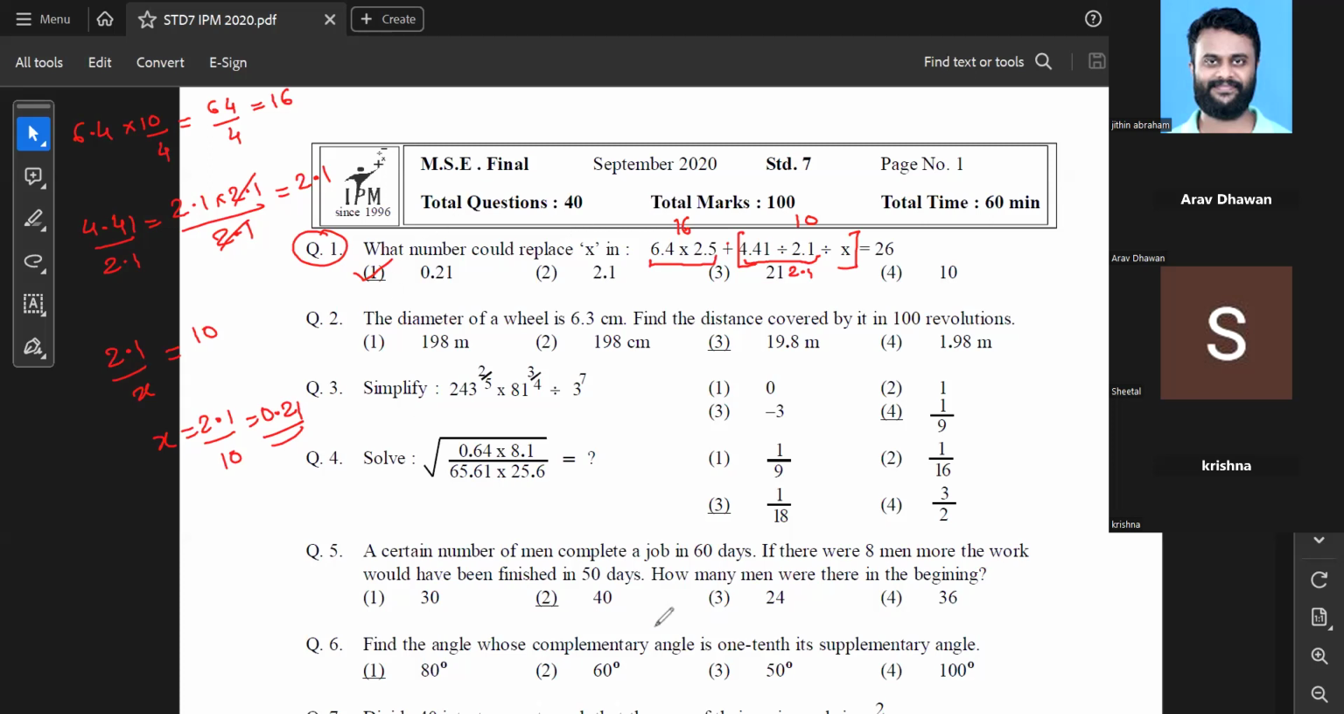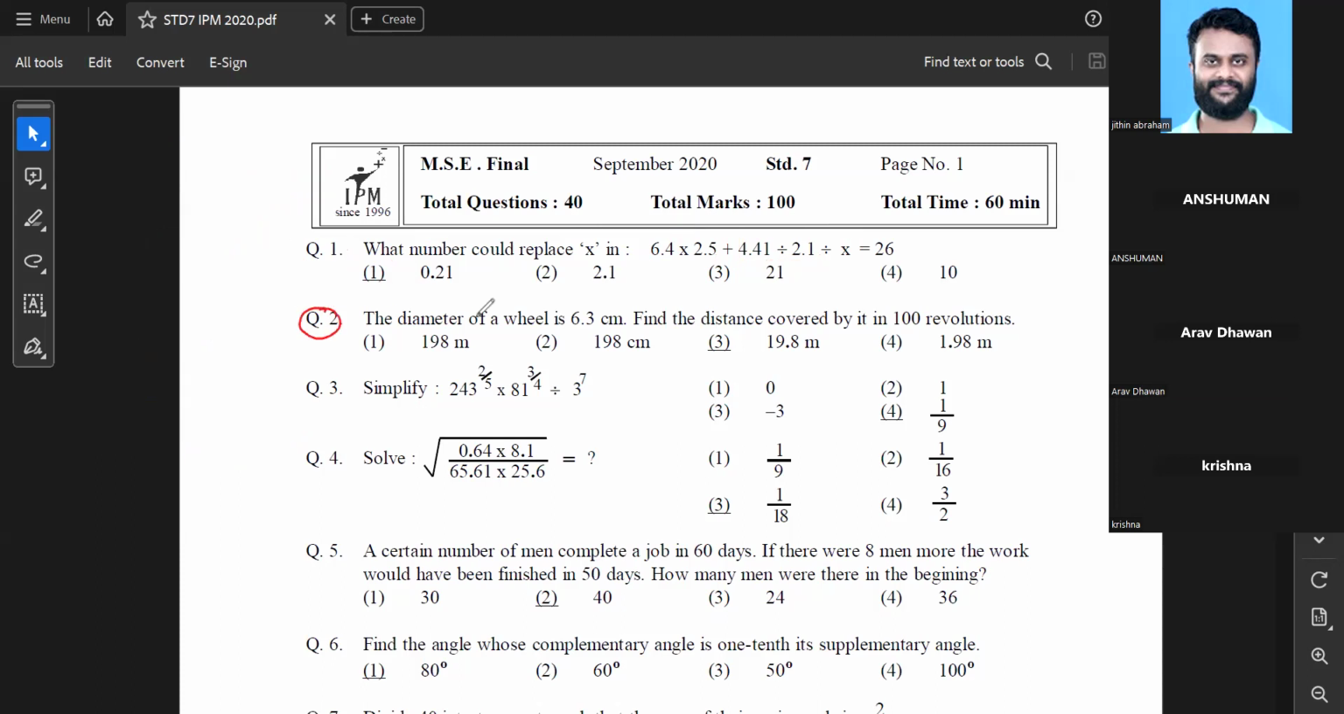Let's go for the next question, dear children. Diameter of a wheel is 6.3 meter. Find the distance covered by it in 100 revolutions. So simple logic, my dear children.